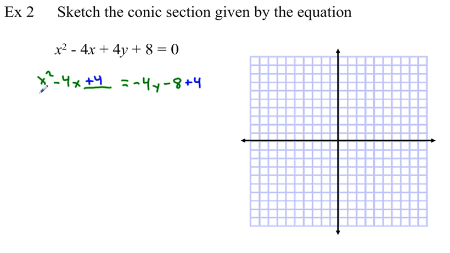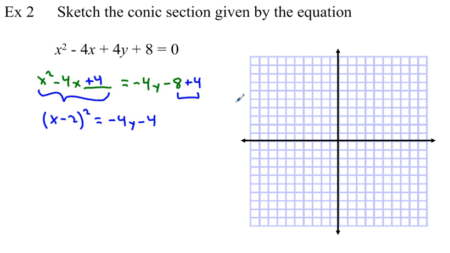And the whole reason we do that is because these three terms make up what's called a perfect square trinomial. We can factor that as x minus 2 times x minus 2, which I'll write as x minus 2 squared. Let's bring these terms down, and while we're at it, we'll combine those like terms. That gives us negative 4y minus 4.